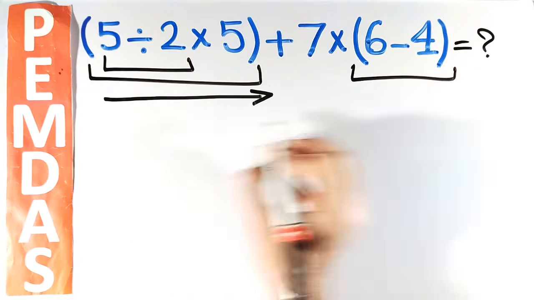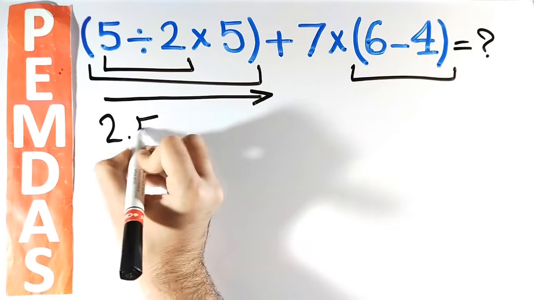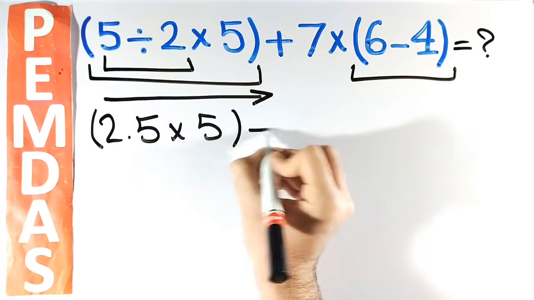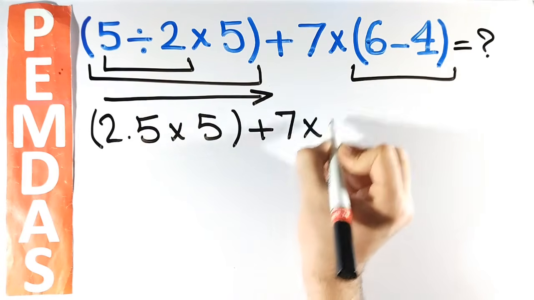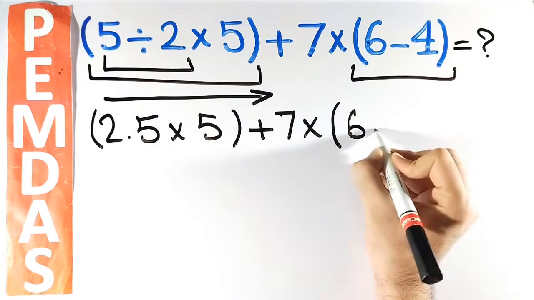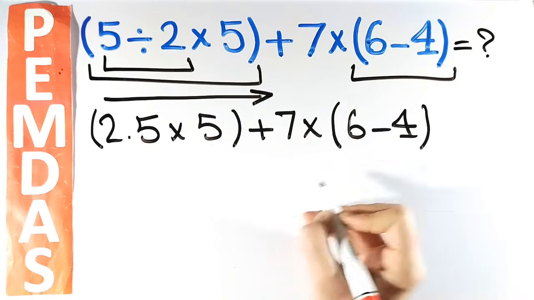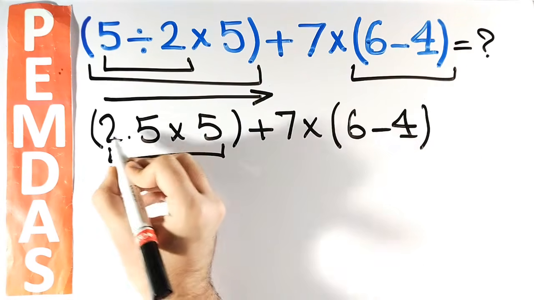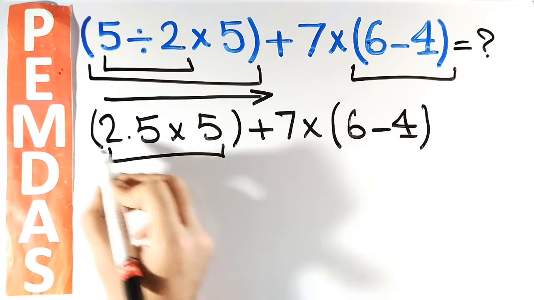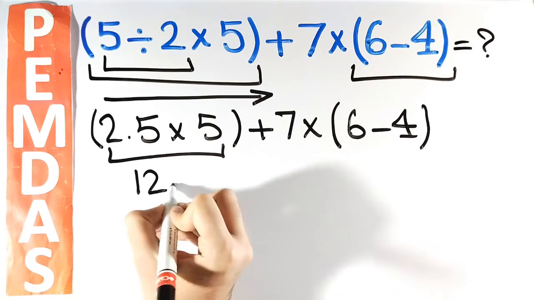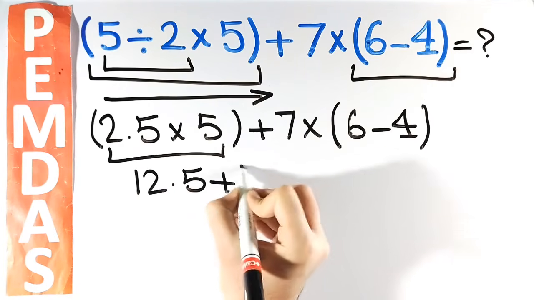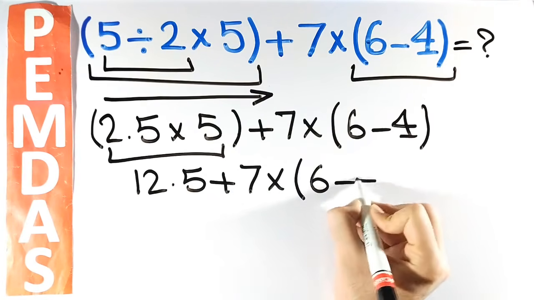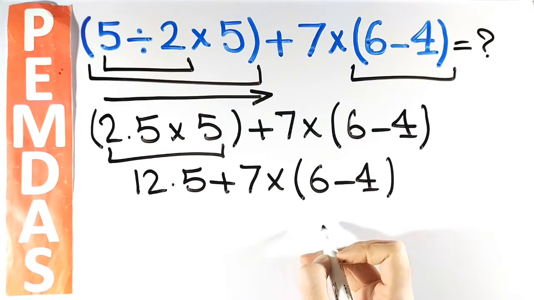And instead of this expression, we can write 2.5 multiplied by 5 inside the parentheses plus 7 multiplied by open parentheses 6 minus 4 close parentheses. And the next step, we go for the multiplication between 2.5 and 5 and write this expression as 12.5 plus 7 multiplied by open parentheses 6 minus 4 close parentheses.